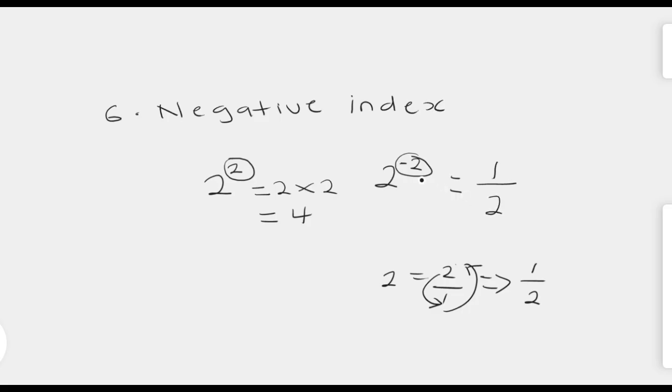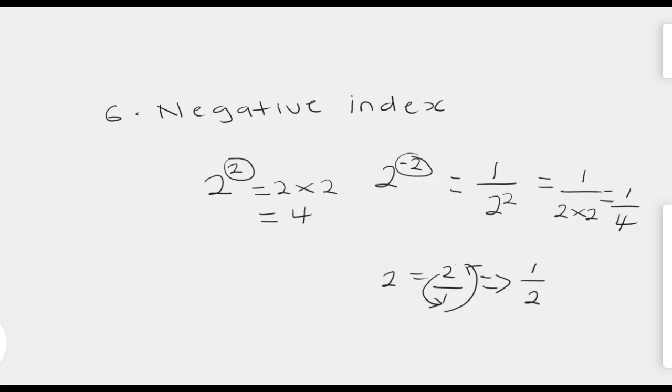Then bring in your index, or power, that is 1 over 2 raised to the power 2, which will give us what? 1 over 2 times 2, which equals 1 over 4.